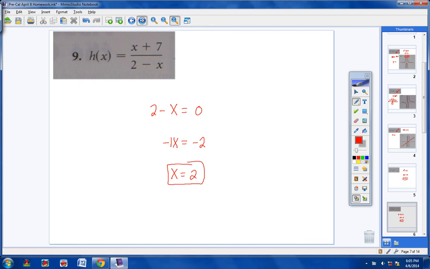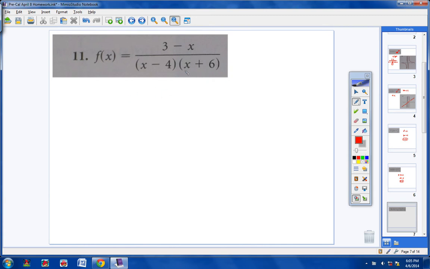Let's take a look at number 11. Okay, now this is really easy because look, they've already factored the denominator for you. So in order to find the vertical asymptotes for this rational function, you take your denominator, which I'm writing right now, and you set it equal to 0. Now you take each group and set each group equal to 0. If you do that correctly, one vertical asymptote would be 4, and the other would be -6. So your vertical asymptotes are x equals 4 and x equals -6. Pretty simple. Okay, let's move on now to number 13.